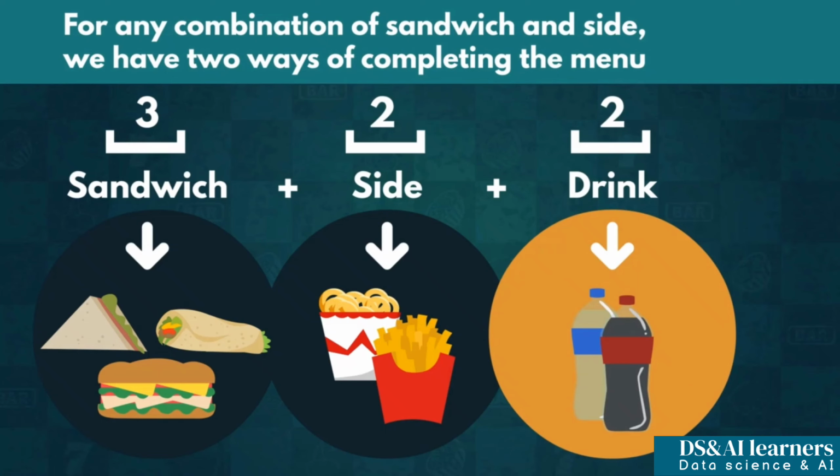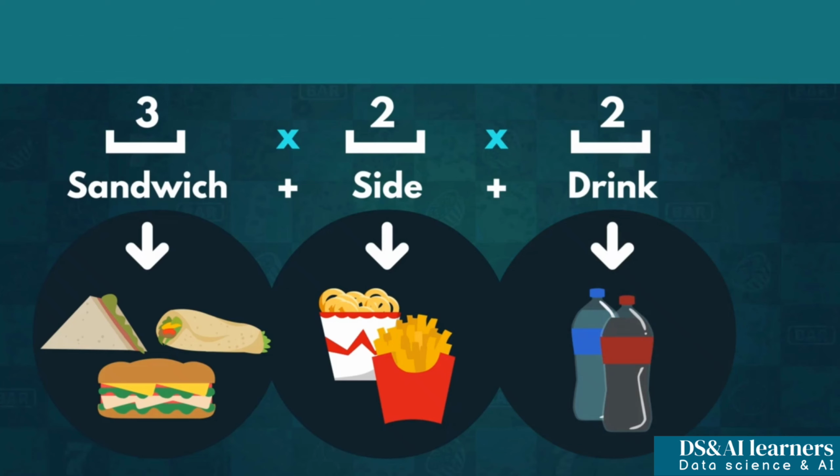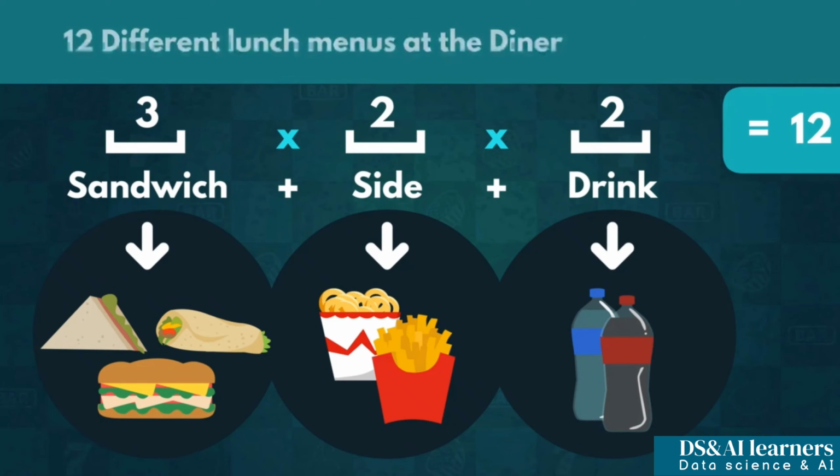Therefore, for any combination of sandwich and side, we have 2 ways of completing the menu. Thus, we would have a total of 3 dishes, times 2 sides, times 2 drinks, or 12 different lunch menus at the diner. That wasn't that hard, was it?